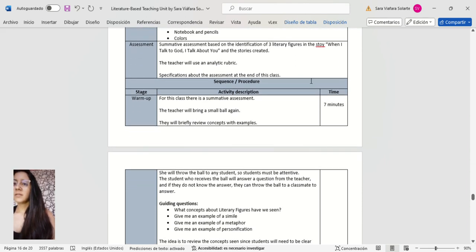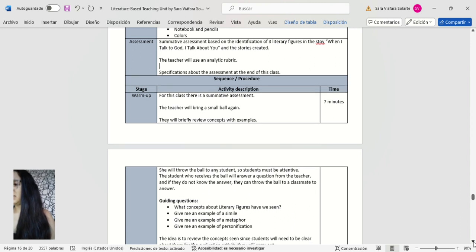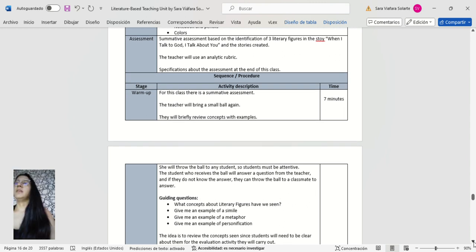And about the assessment, here we have a summative assessment, based on the identification of 3 literary figures in the story, When I Talk to God, I Talk About You, and the story that they will have to create.